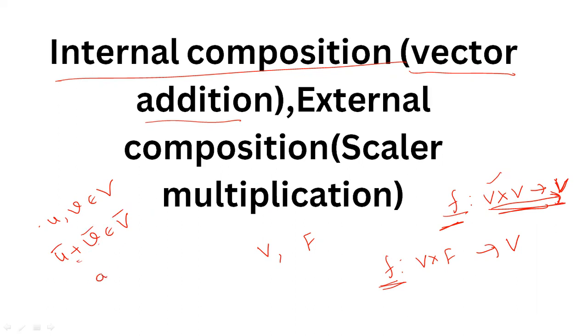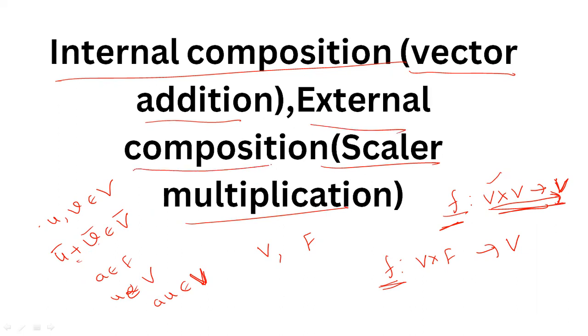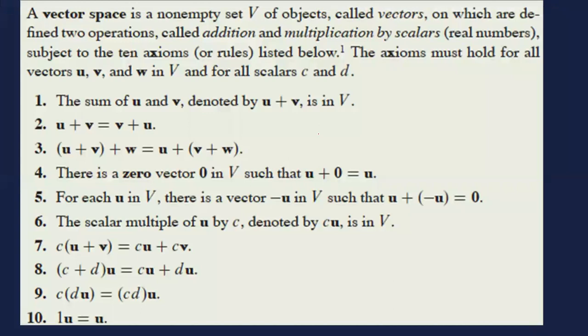And you take a scalar and take a vector, scalar into vector, au, it should again belong to V. That is called scalar multiplication. So the internal composition in vector space, we call vector addition, and the external composition, we call scalar multiplication. Usually in the external composition, we take two different sets. Here V is one set and F is another set. In internal composition, we take V, so the elements in V should again map to the elements in V. Okay, remember that.